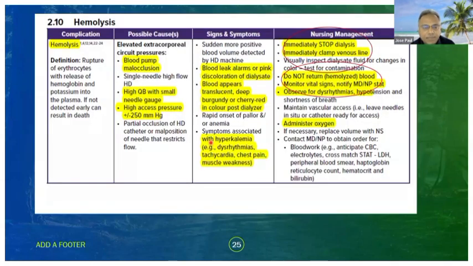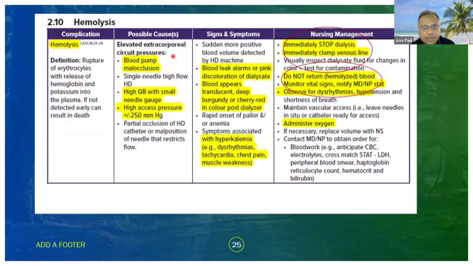So the causes can be multifactorial. Hemolysis by definition means rupture of the erythrocytes with release of hemoglobin, and along with the hemoglobin there will be potassium release into the plasma. Now this potassium gives rise to all the trouble. When potassium is released in massive amounts into the blood, and this blood is taken back into the patient's body, it can affect the heart, and it can cause cardiac arrest.